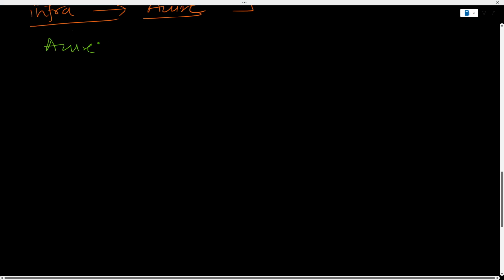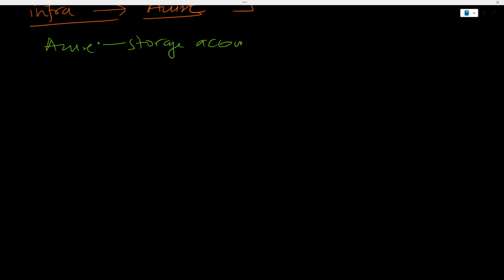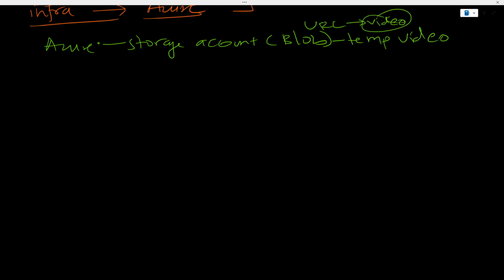The Azure components that we discussed were, let's say, the storage account. If you look at the architecture again, this storage account is nothing but the blob storage, which is going to store the temporary video. The URL that we paste will be used to download the video. Based on the URL that you give, that video gets downloaded and saved as a temp video. This temporary video, the brand advertisement, gets stored in Azure Blob Storage.